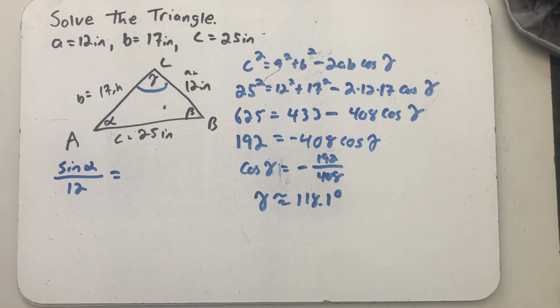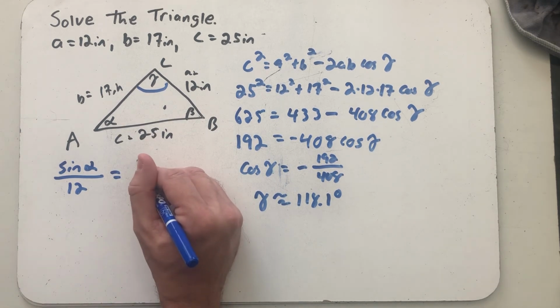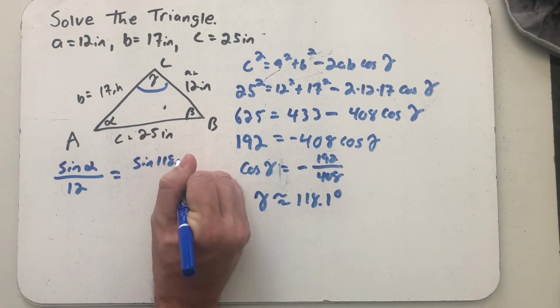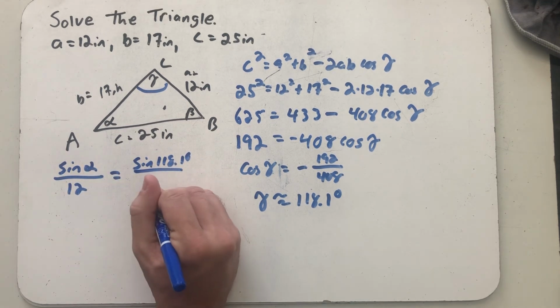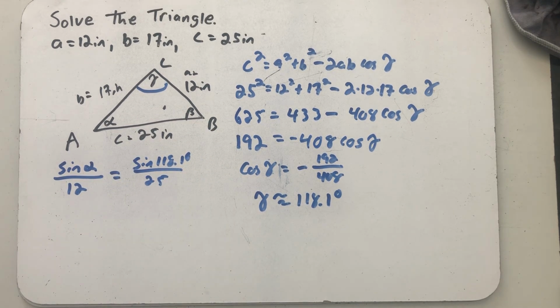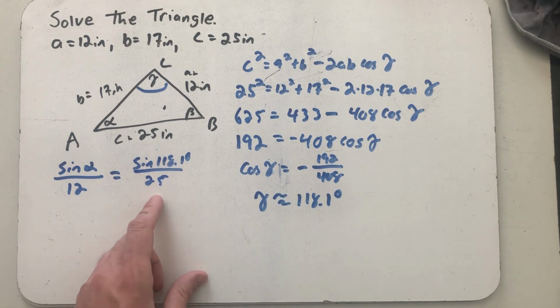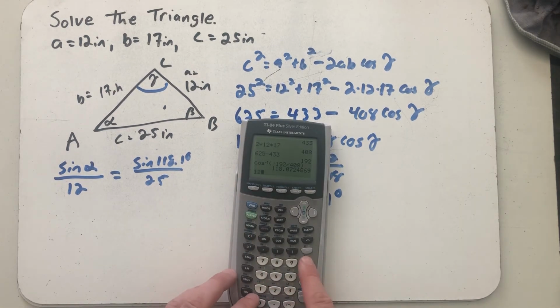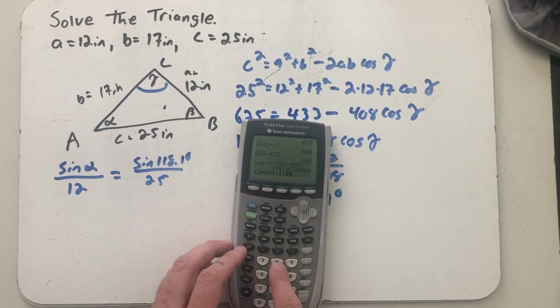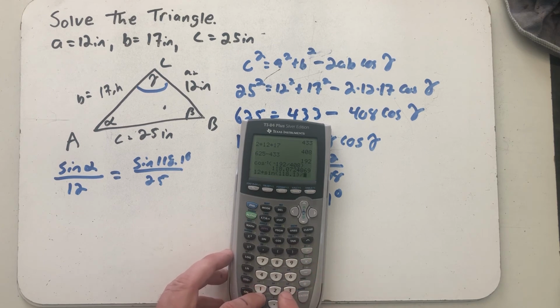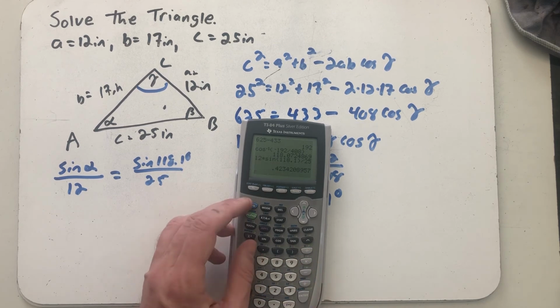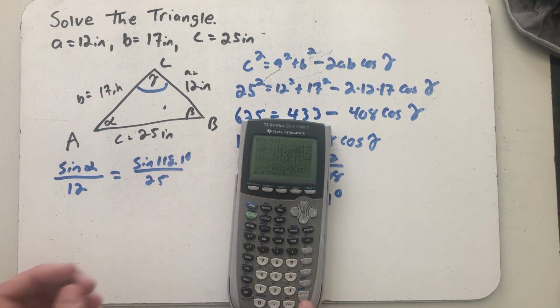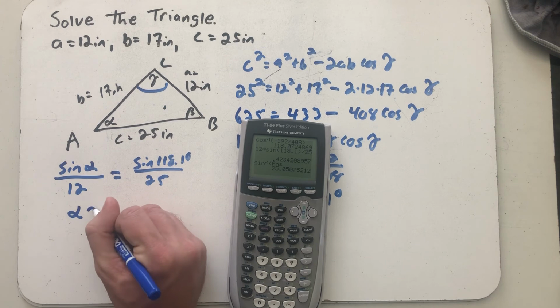So I'm going to focus on finding alpha next. And I know the sine of 118.1 degrees over 25 is equal to the sine of alpha over 12. All right, multiply both sides of that equation by 12, and I'll know what sine of alpha is equal to. Inverse sine tells me the acute angle I'm looking for is about 25.1 degrees.